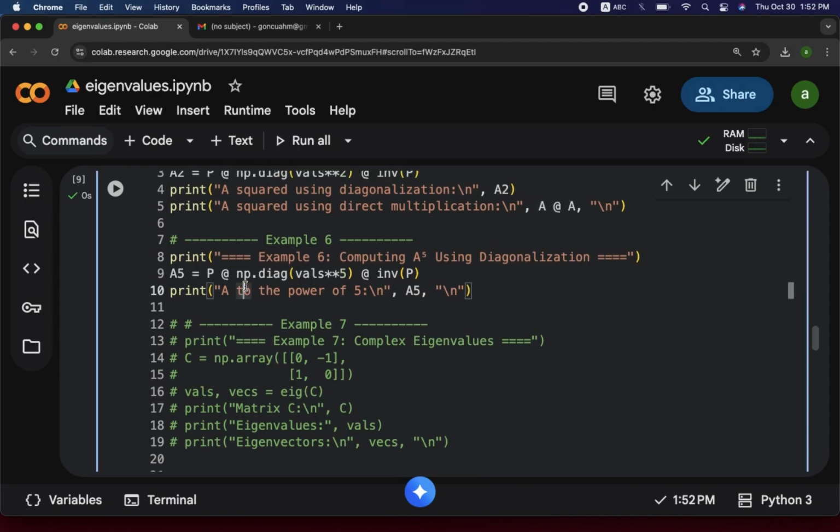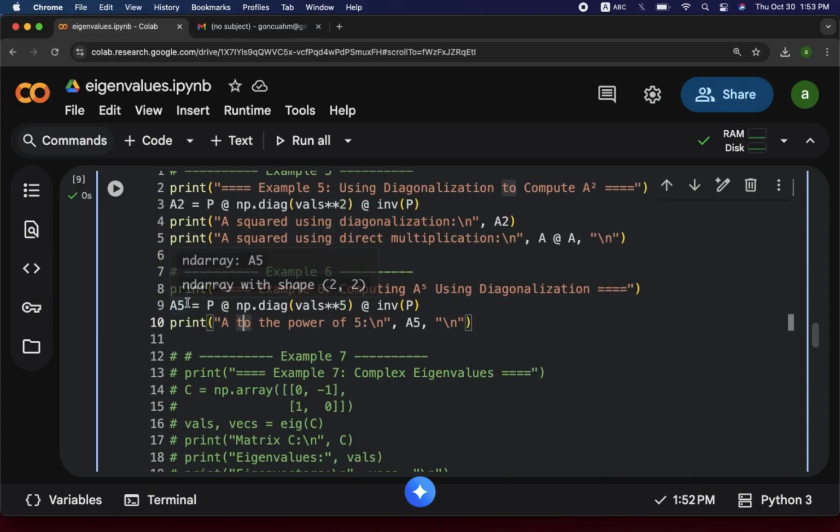Now let's look at example 6. Raising a matrix to the 5th power. We can extend this idea further and compute A to the power of 5 instead of multiplying A 5 times, which is not convenient. We just raise each eigenvalue to the 5th power, and that will actually simplify our job. So for example here, taking the 5th power of A, we are actually just taking these eigenvalues to the 5th power, and then still the rest remains the same.